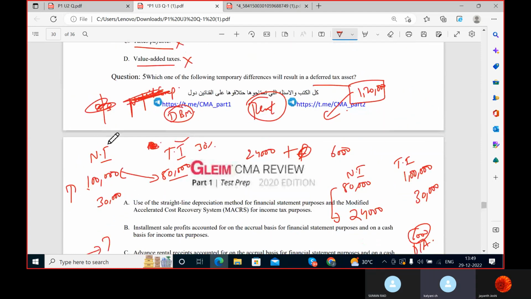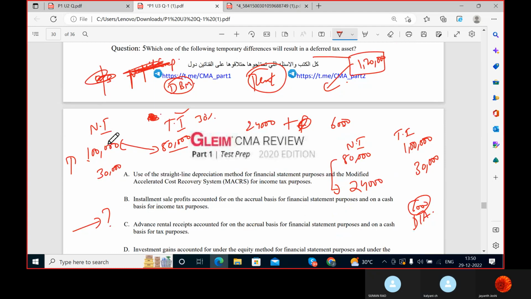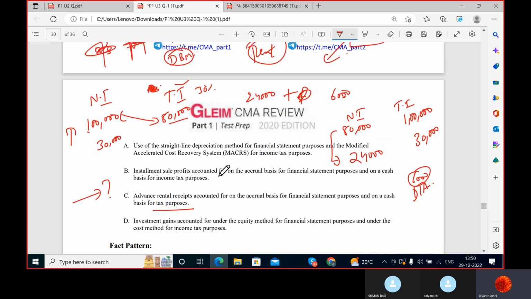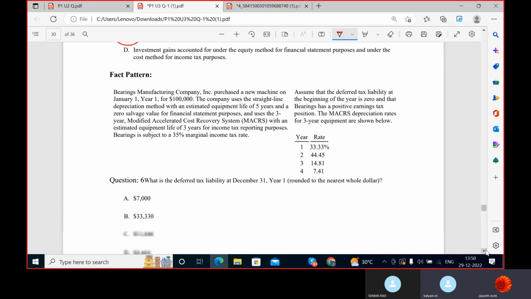Sir, I think advance rental receipts, sir. Yes, just now only we discussed. If your taxable income is high, definitely DTA will be created. Am I right? So advance rental receipts are accounted on the accrual basis for financial statements and cash basis for tax purposes. Of course, when you are receiving advance rent, you will be showing the entire rent in the tax returns. So the taxable income will be high and DTA will be created. Please tell me yes or no. Yes, that is the answer. Very good. Excellent. Next question.